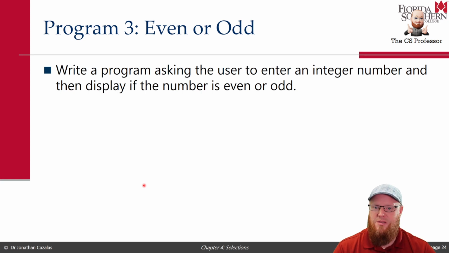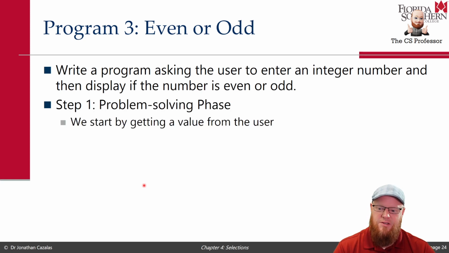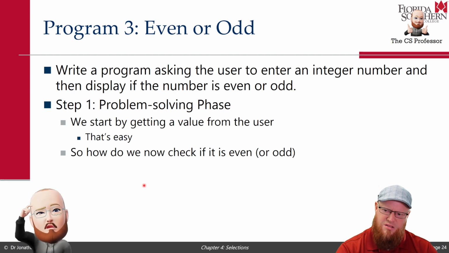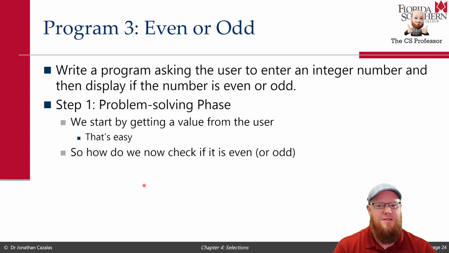So always we need to think about our problem solving phase first. So number 1, we need to get a number from the user. That should be straightforward. But now how do we check if a number is even or odd? Just think about that. If I tell you 8 is even and you say, yeah, it is even, how do you know? Like what makes you know that 8's even? And you say, well, because it's even. And I tell you 11 is odd. You say, it is odd. How do you know? Oh, and so how do you actually articulate that something is even or odd?